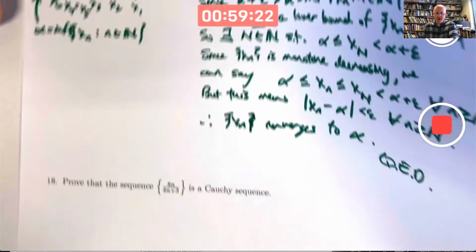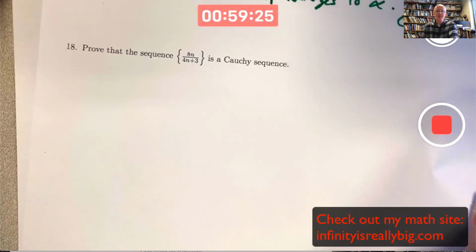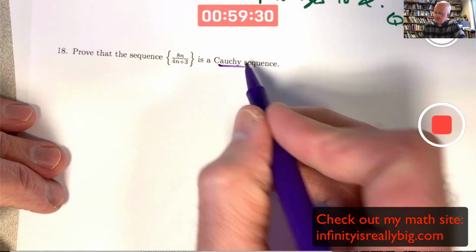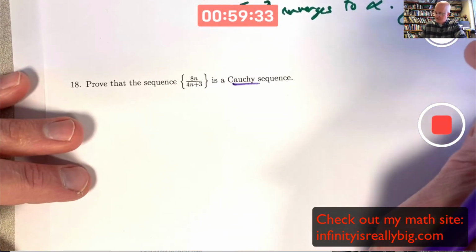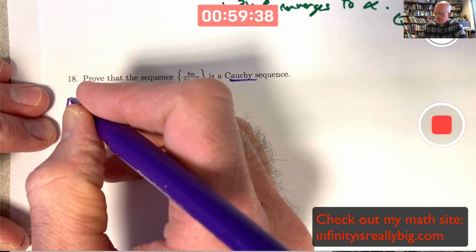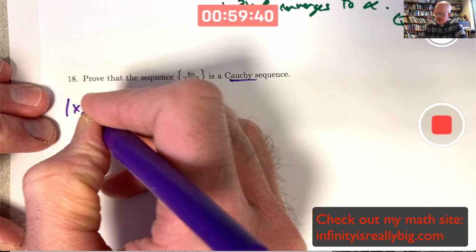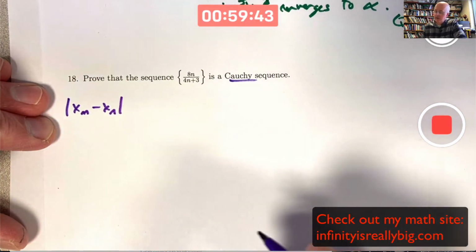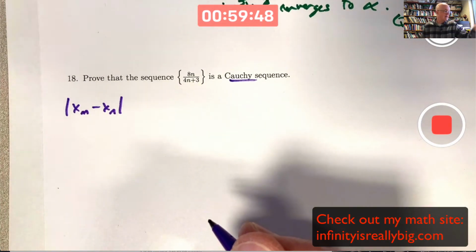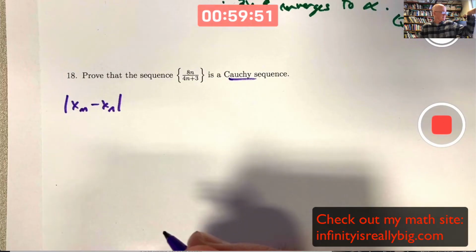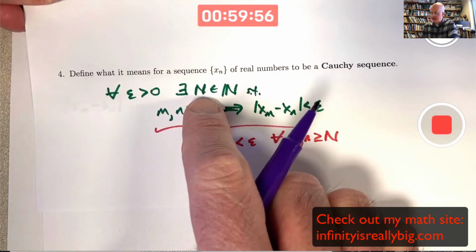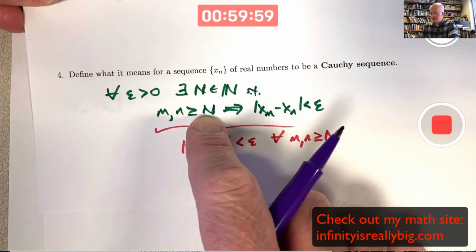All right, this is the last problem. Prove that this sequence is a Cauchy sequence. Probably need some scratch work here too. This one's kind of subtle, tricky as well. We're trying to show that the distance between xm and xn can be made as small as we like if both little m and little n are sufficiently large. Go back to number 4. No matter how small epsilon is, there's some capital N, so that if both of those are bigger than or equal to capital N, this is true.